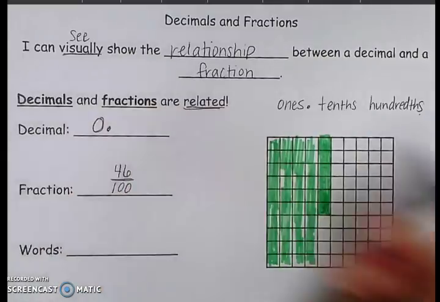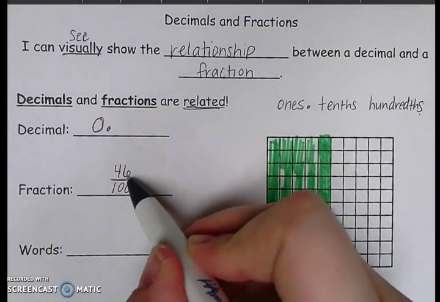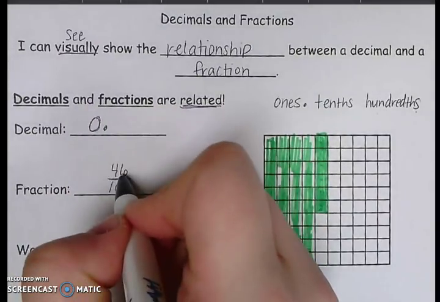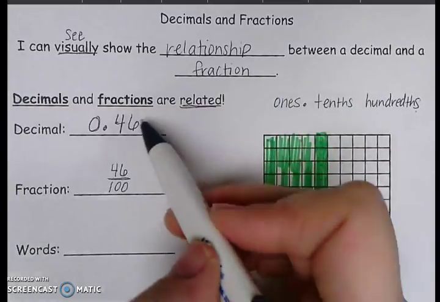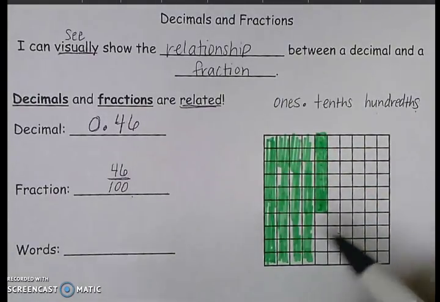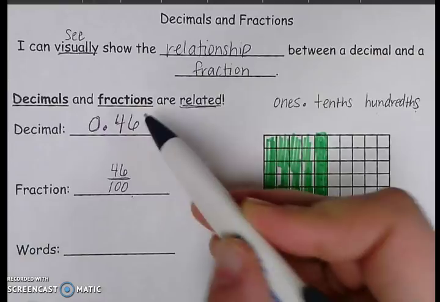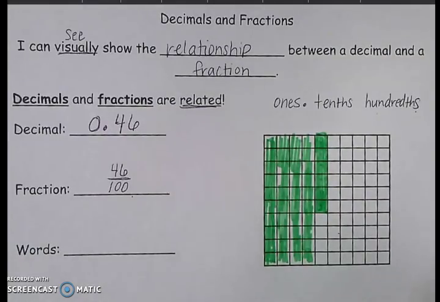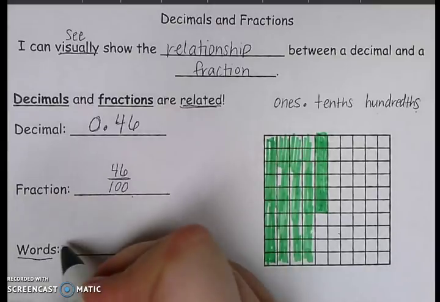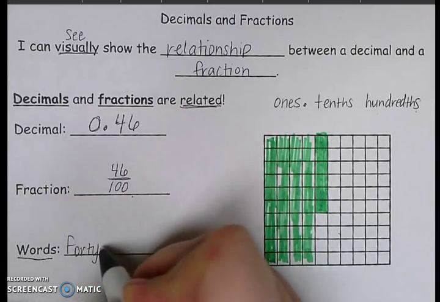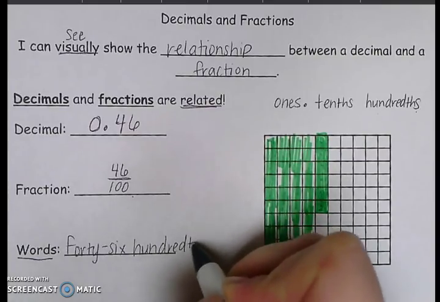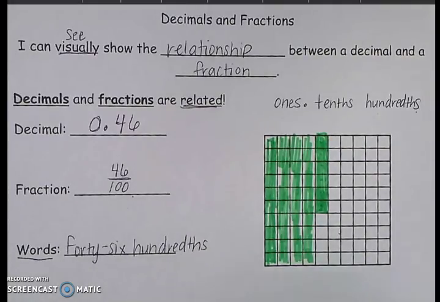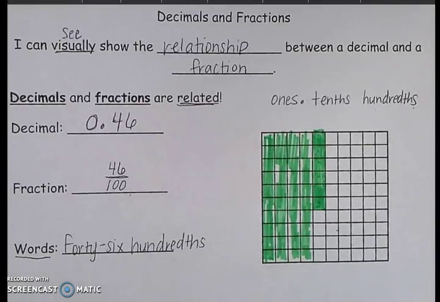So don't forget that decimal point. And then 46 hundredths. So 0.46. So these two are exactly equal. And this grid means 46 hundredths as a fraction. And it means 46 hundredths as a decimal. So in words, I would say 46 hundredths. Okay? Now let's look at another one.